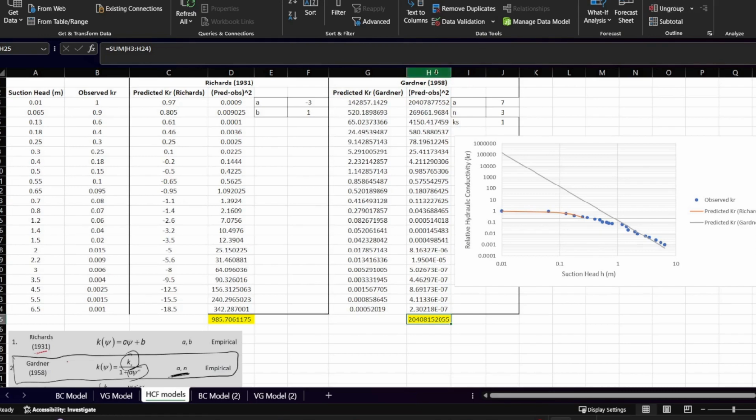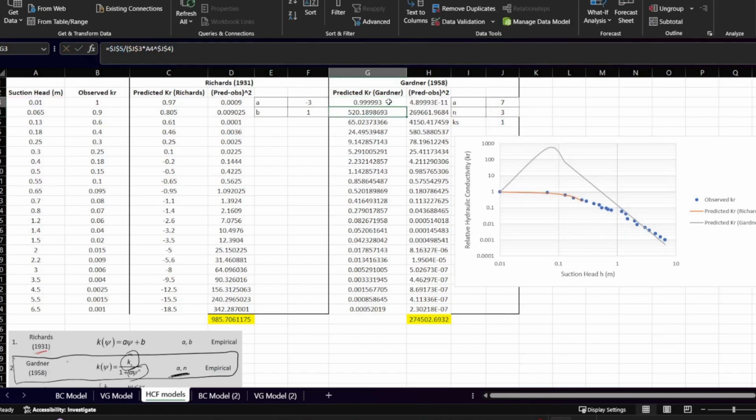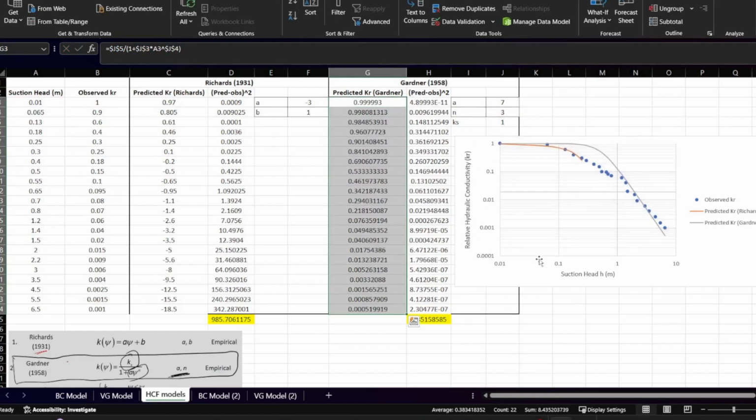Okay, now we need to use the solver, but before that let's check the formulation once again. Ks is going to be here divided by 1 plus a psi to the power n divided by 1 plus, and we forgot 1 here, 1 plus a to the power, and now it is coming. Okay, yeah, now this model is coming like this, the Gardner model, the gray line which you see here.